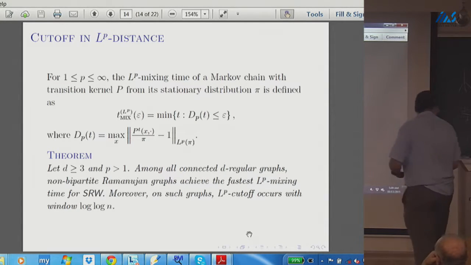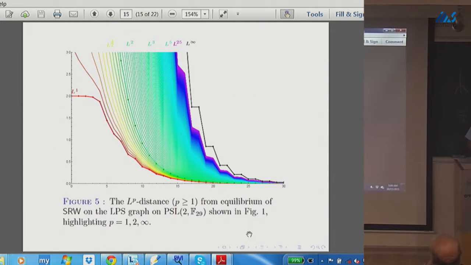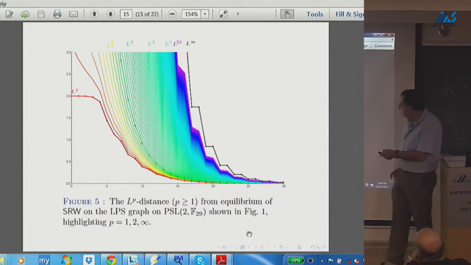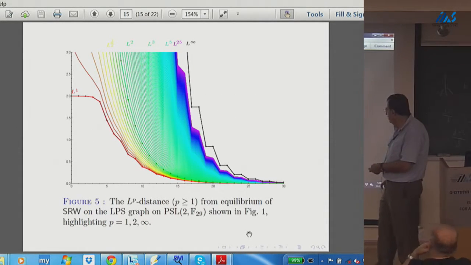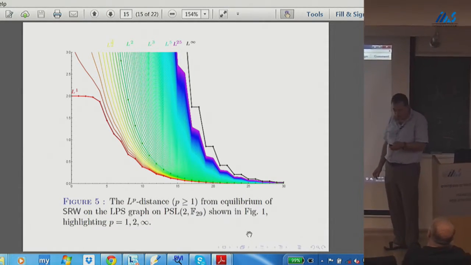Let's get to this graph. In these LPS graphs, this shows how the LP distances go down for different p's. So we can calculate it exactly in the example and also in the asymptotics.